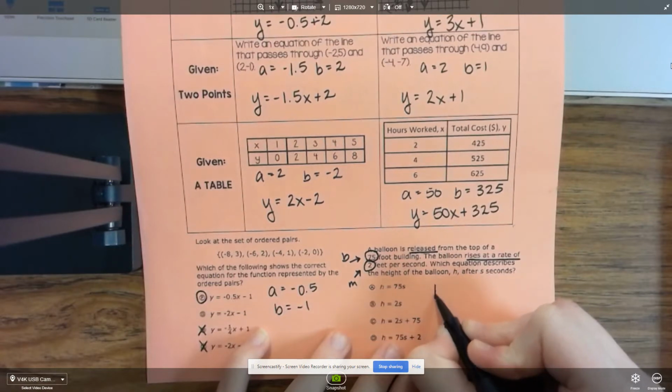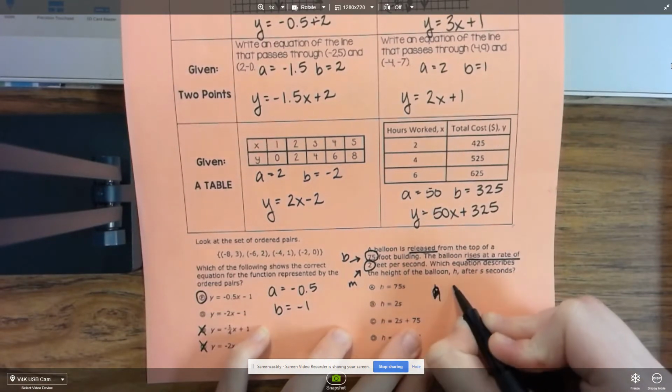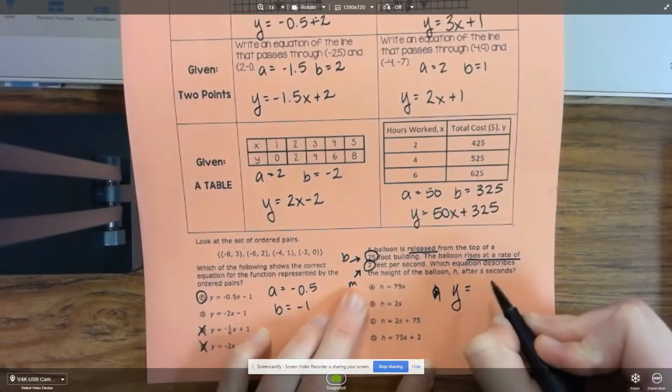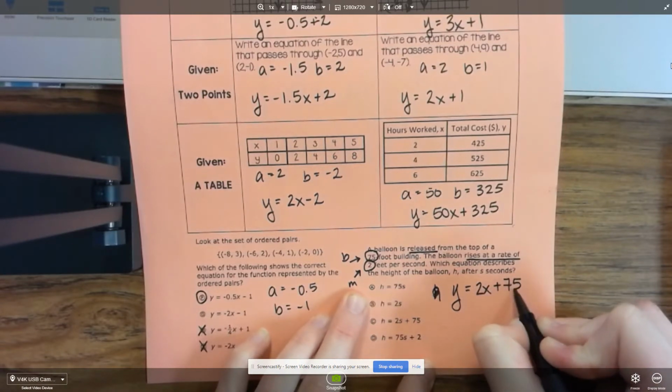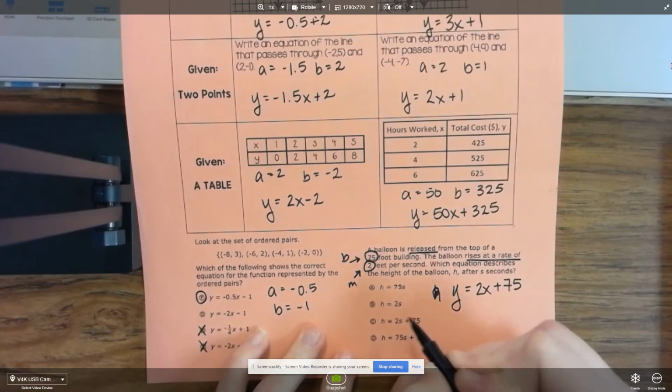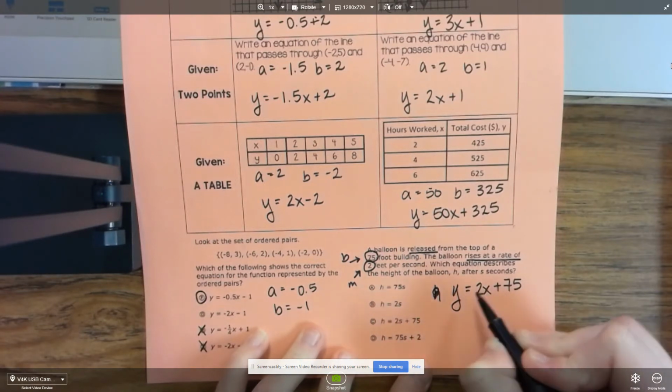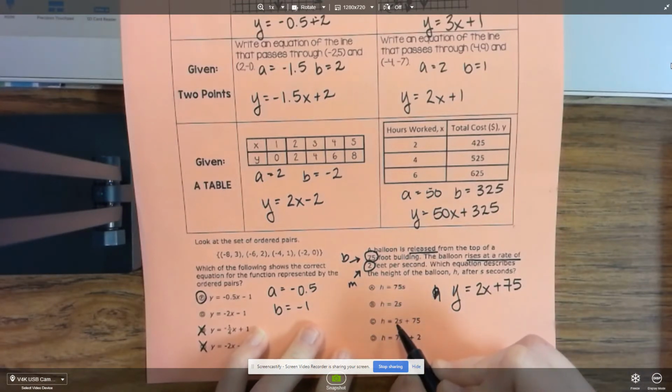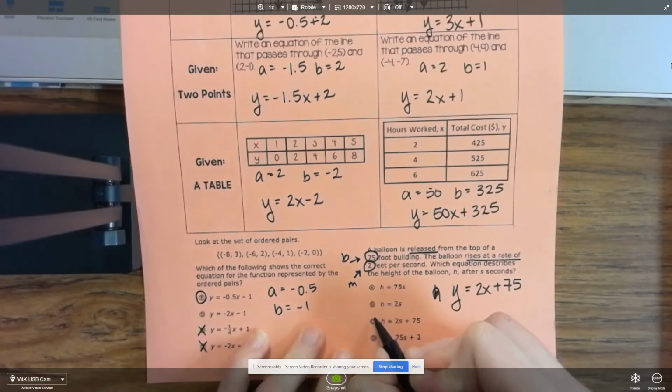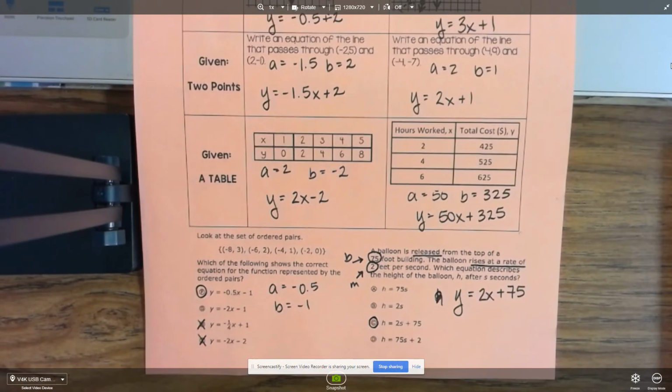So let's write like we normally do. Y equals, so our slope is 2x plus 75. Now I can go back, and they've used different letters, but as long as the numbers are in the right places, like in this one, 2 is being multiplied by the letter s, and then 75 is being added on to the end. That's what's important.